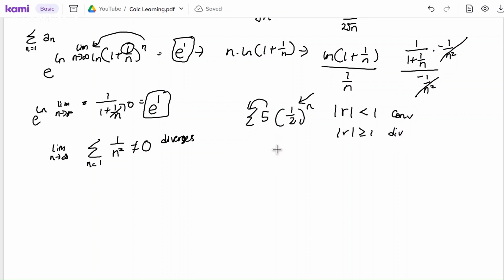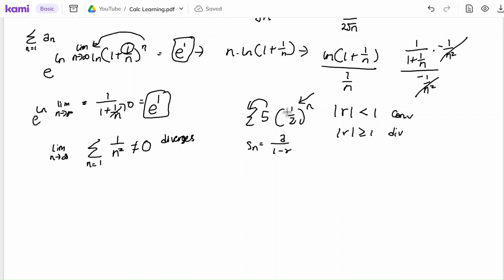And also, the geometric test is one of the cool ones where you can find the sums. So if you ask for the sum of a geometric series, it's just a over 1 minus r, a being the first term.